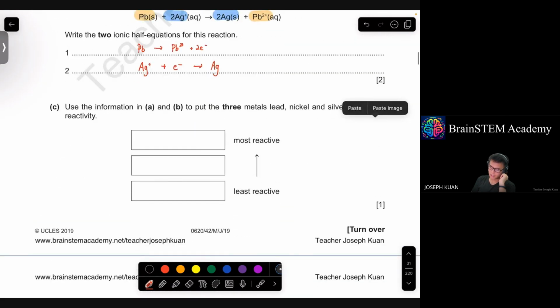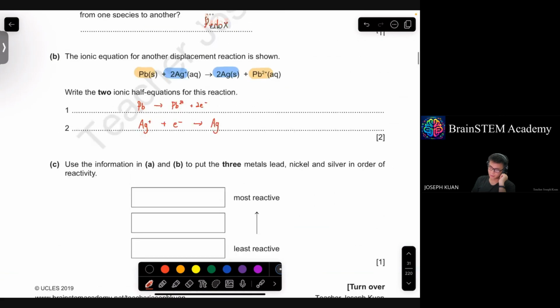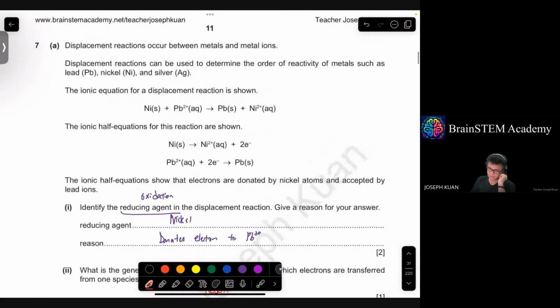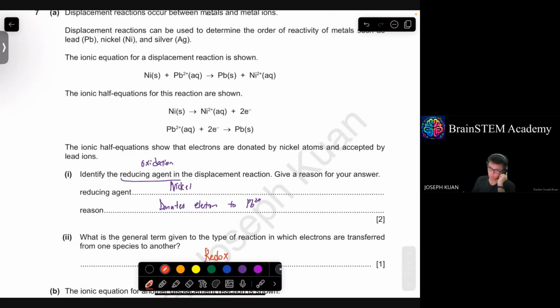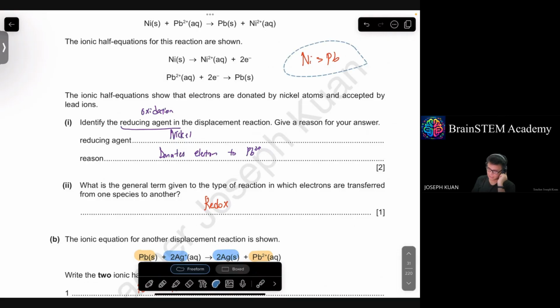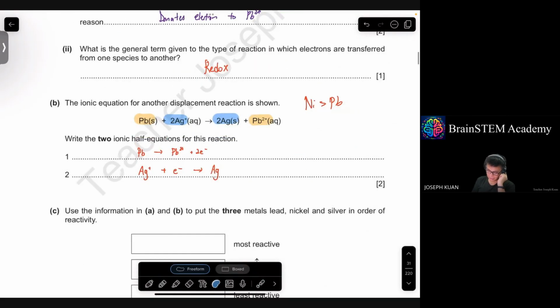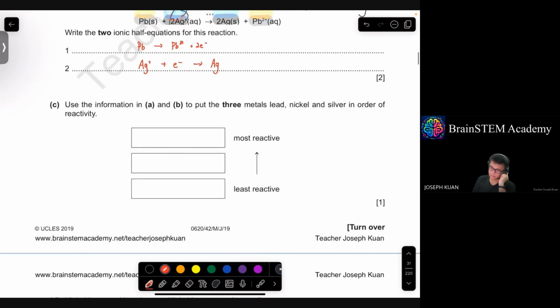Now, C, use the information in A and B to put the 3 metals, lead, nickel, and silver, in order of reactivity. So from what I see here, the most reactive out of these two will be nickel, as it displaces lead-2 ions from the solution. So nickel is stronger, or should I say, more reactive than lead. And in the next equation, we see that lead is able to displace silver ions from the solution. So that will mean that the sequence is nickel, lead, silver.